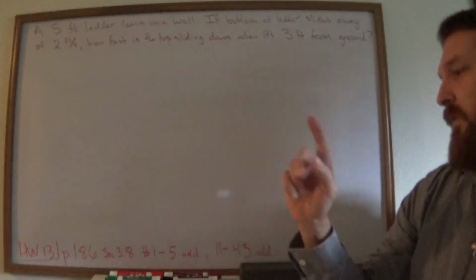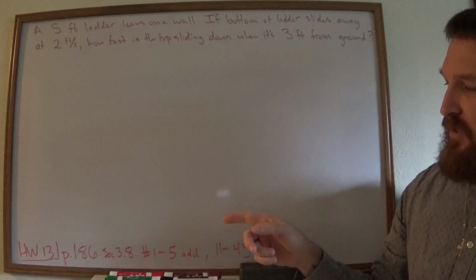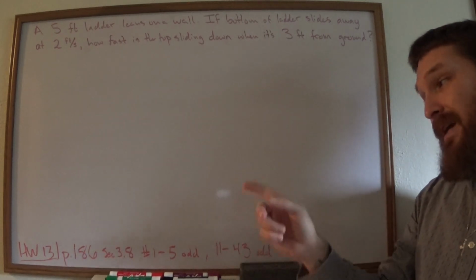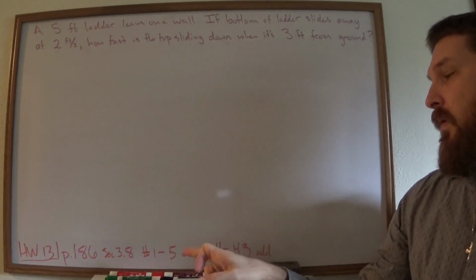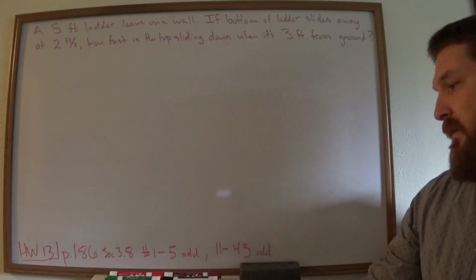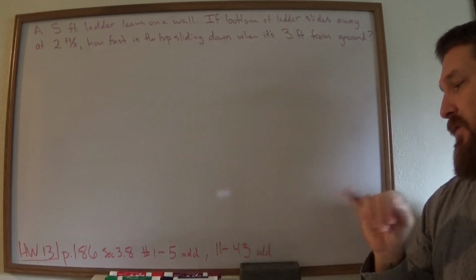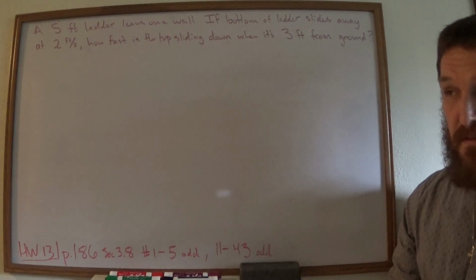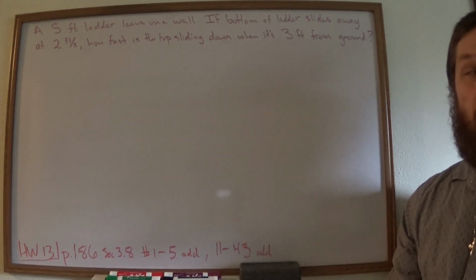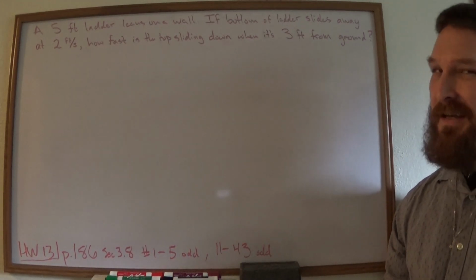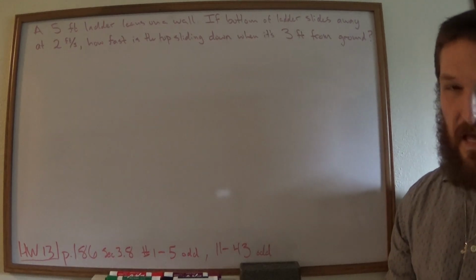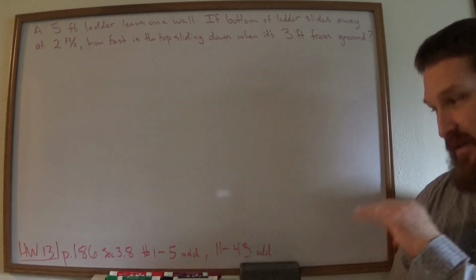Homework 13, page 186. We're skipping section 3.7, like I said. We're going to 3.8, and now 1 through 5 odd, skipping to 11 through 43 odd. That's 20 problems. That's a lot. They're all word problems, so do not delay. Get on this right away, right?